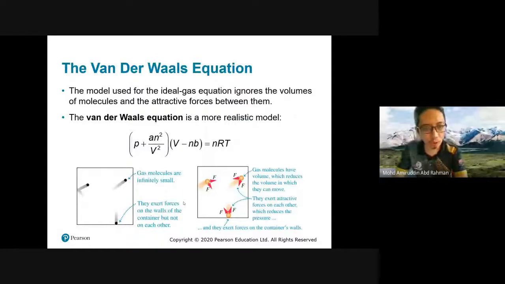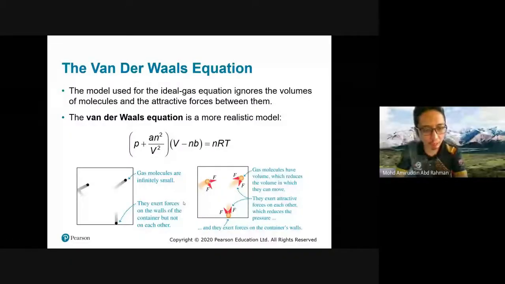Okay, so for this van der Waals equation, the gas molecules are infinitely small, so they exert forces on the walls of the container but not on each other. The force is actually obtained when the molecules hit the wall of the object. So the gas molecules have volume, which reduces the volume in which they can move. They exert attractive forces on each other, which reduces the pressure.